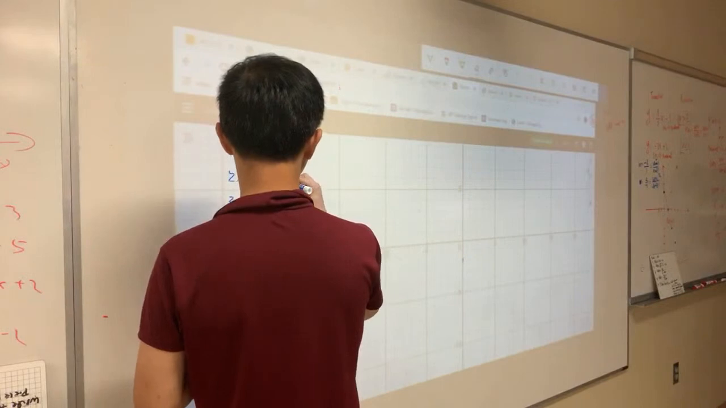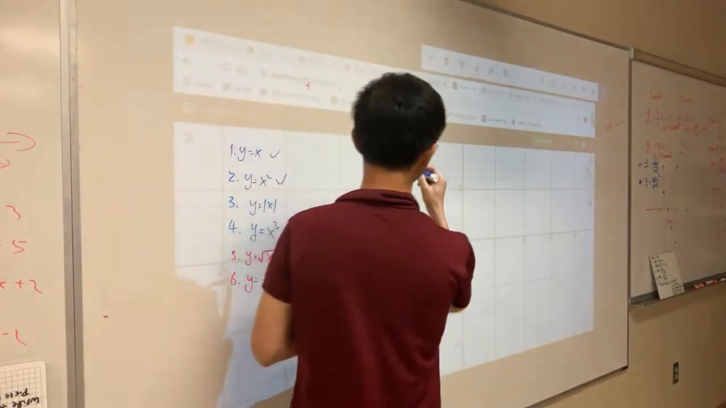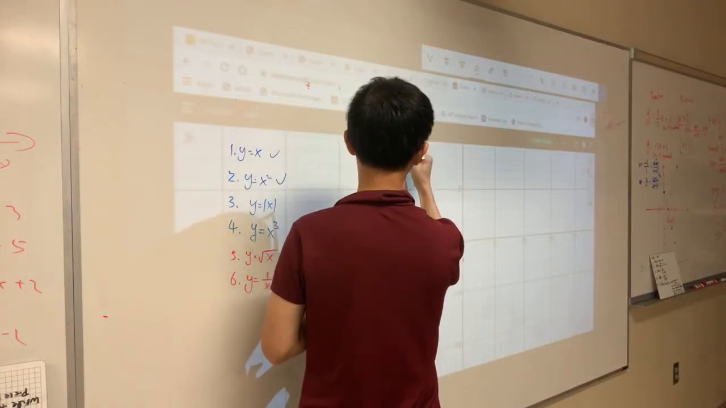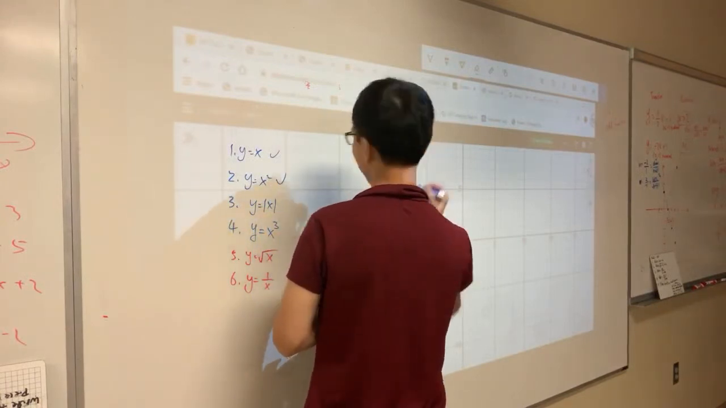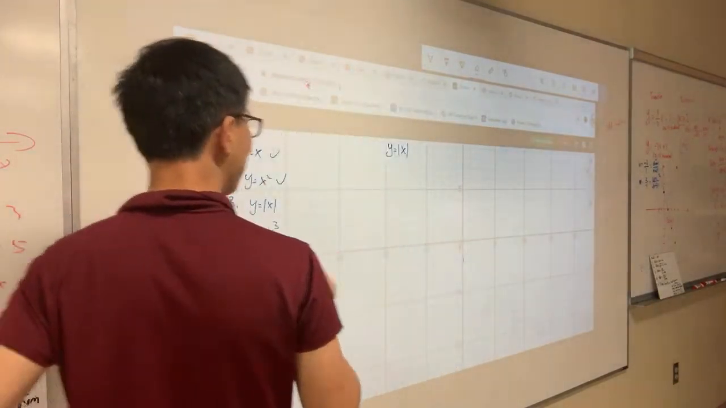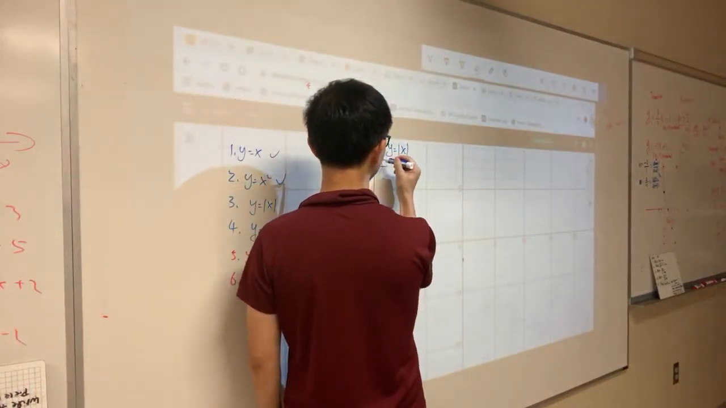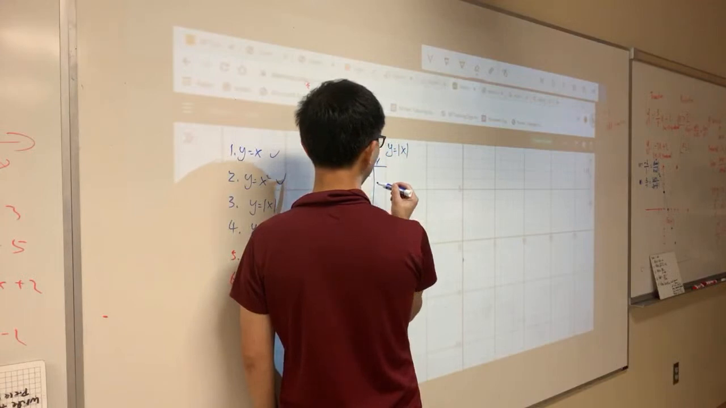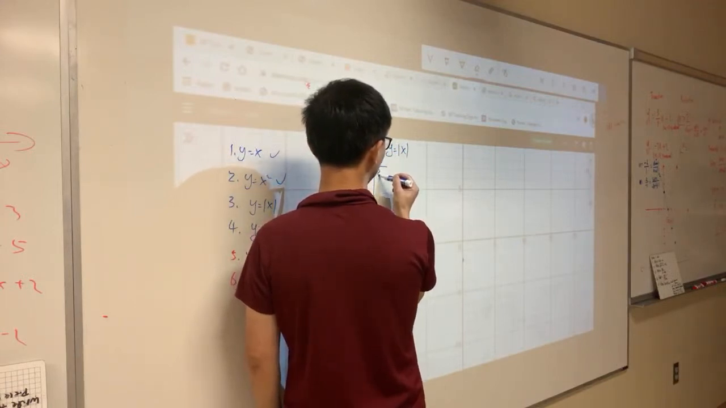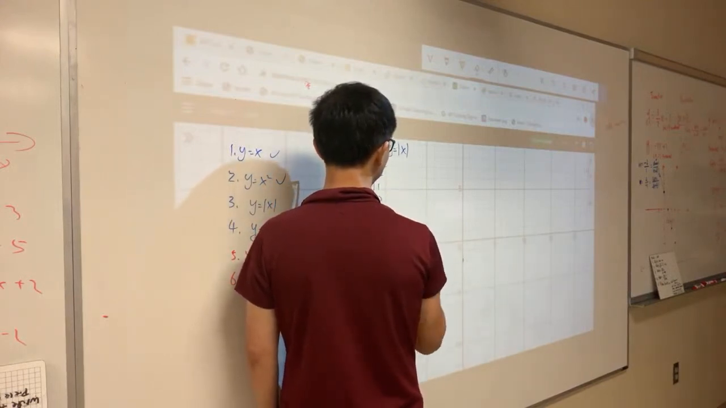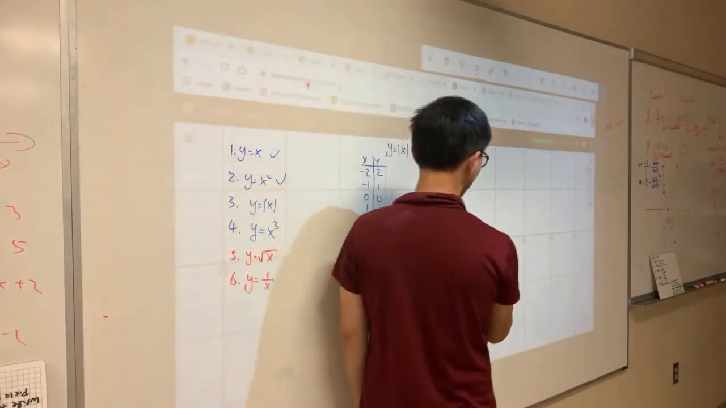One down, two down, four to go. y equals absolute value of x. You're going to plug it into the t-chart just like you used to: x, y. If I plug in -2, what am I going to get? If I plug in -1, 0, 1, 2, right? And you ask, what does that graph look like? Well, it looks like this.